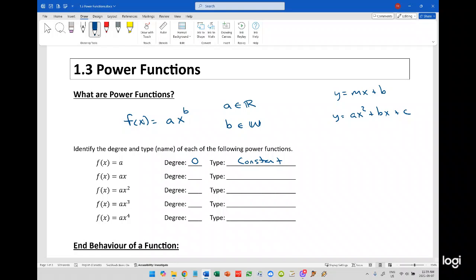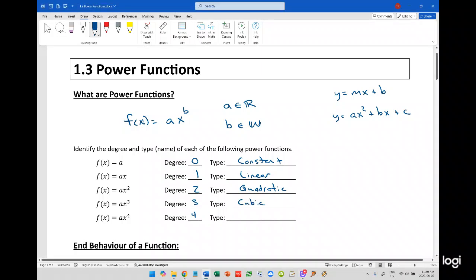The next one is degree 1. The exponent on the x is the 1, and it is a linear function. And likewise, ax squared is degree 2, and it is a quadratic function. And then the next two, you may not have heard them yet, are degree 3 and 4, and they are cubic functions, kind of like x squared. Well, x to the exponent 2 we call x squared, x to the exponent 3 we call x cubed. So that's why it's called cubic. And then this one would be quartic functions.